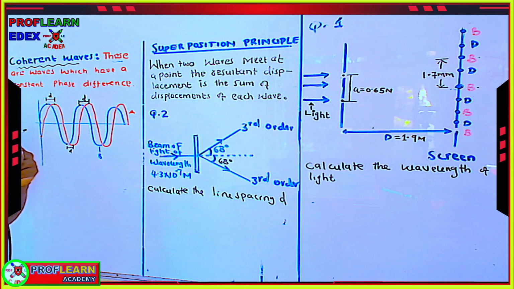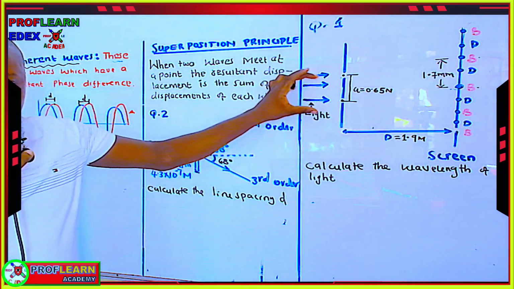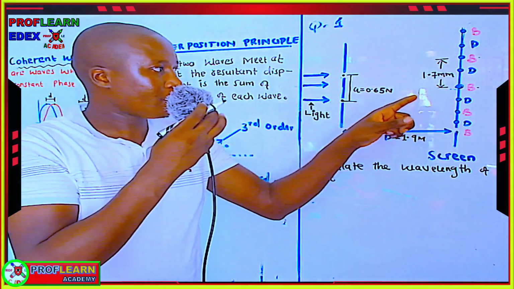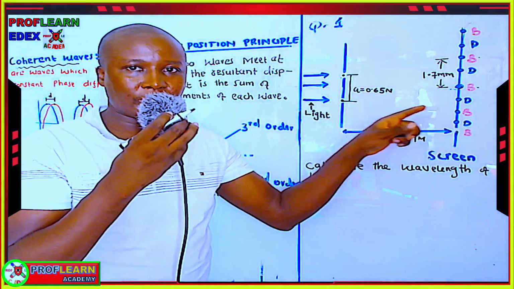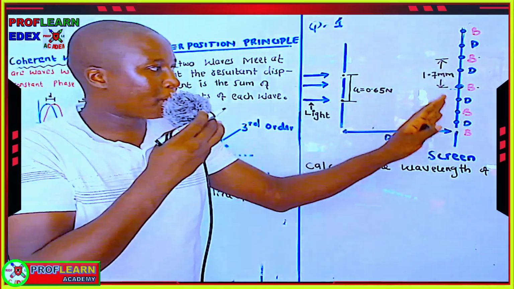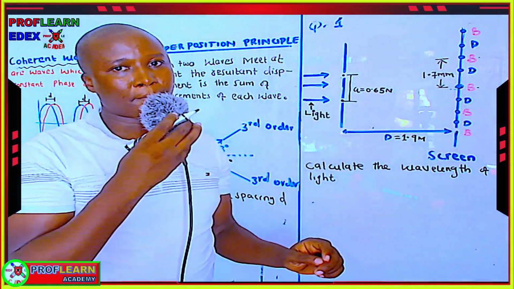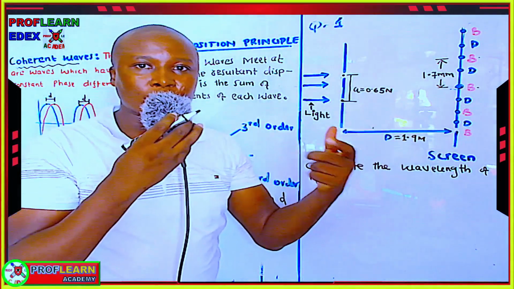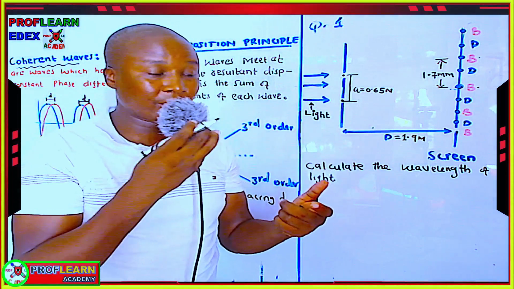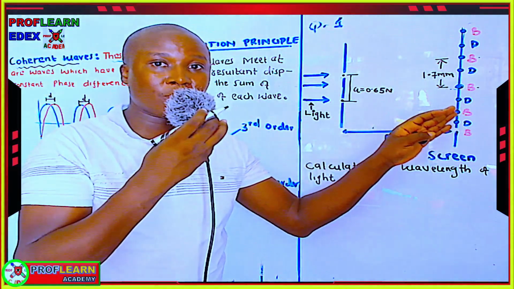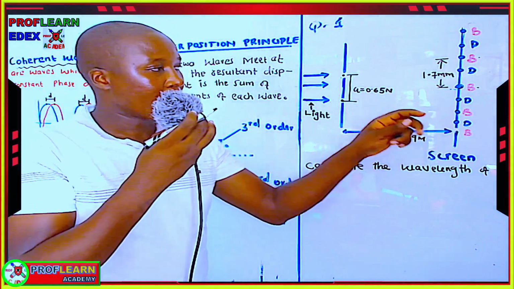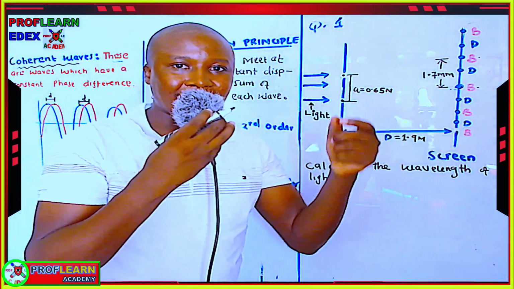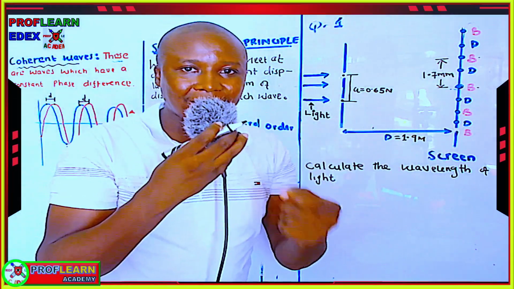So if you are going to use any waves here, the two waves must be coherent for them to interfere constructively or destructively, for you to have the bright and the dark fringes. When the waves meet in phase, they interfere constructively, and they result in the formation of the bright fringe. If the waves meet out of phase on the screen here, they interfere destructively.